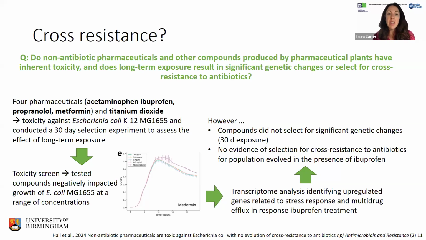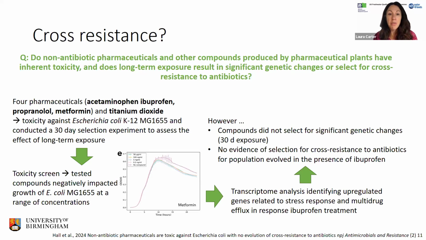When this was further analysed through transcriptomic analysis, we identified that there were upregulated genes related to stress response and also multi-drug efflux. And this was only in response to the ibuprofen treatment, so not in response to acetaminophen, propranolol, metformin, or titanium dioxide. But then when we explored this further, we saw that compounds did not select for any significant genetic changes.